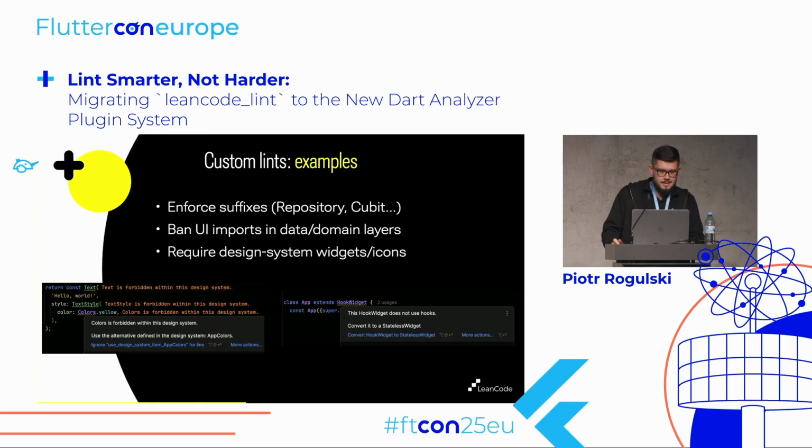As you can see in the left example, this is an example of one of our flagship, let's say, custom lint in our package. This is the lint that you can configure and specify that, for example, instead of the widget text, you have to use the widget app text from our design system. As you can see, you also have very clear feedback in the IDE and an action if you want to ignore the lint, you always can.